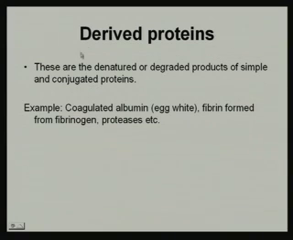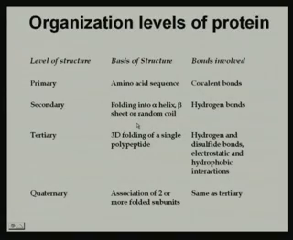Sometimes it is categorized as the derived protein. These are the denatured or degraded products of the simple and conjugated proteins. Examples are coagulated albumin, that is the egg white, fibrin, which is formed from fibrinogen, and proteases, etc. These are the examples of the derived protein. Now, I have given you enough examples of protein.